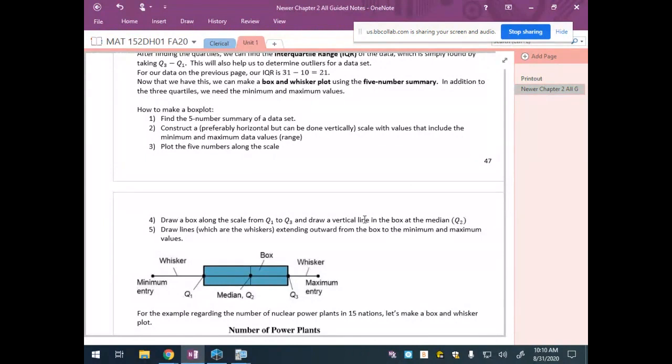And make sure that they are plotted appropriately. Your 5-number summary, don't just put them equidistant from each other and say, okay, this is it. No. Basically, the box goes from Q1 to Q3, and the median will have another line. And then you draw lines to the whiskers. And there's your box and whisker plot.